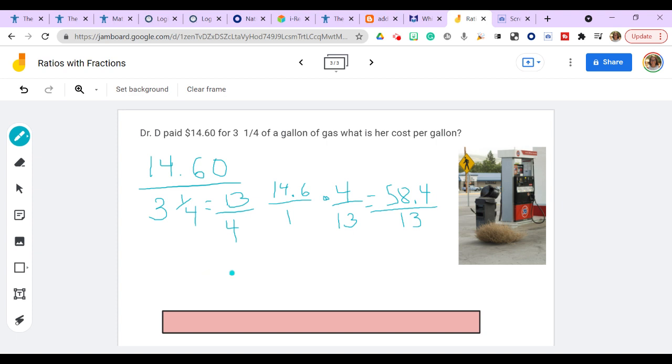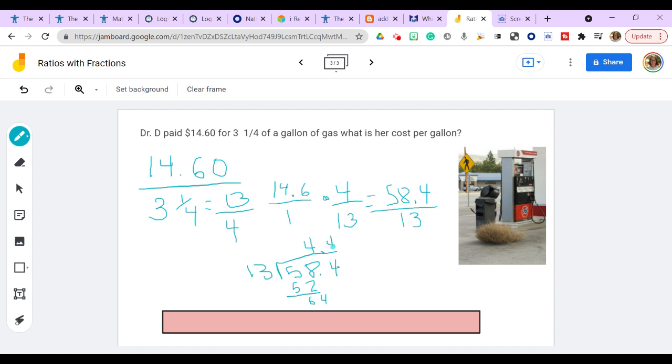And when I do that, 13 divided into 58.40, I am going to get 4. 4 goes into 58... 13 goes into 58 4 times, and 4 times 13 is 52. I'm running out of room here, so just bear with me. The difference, 8 minus 2 is 6. And I bring down that next 4.